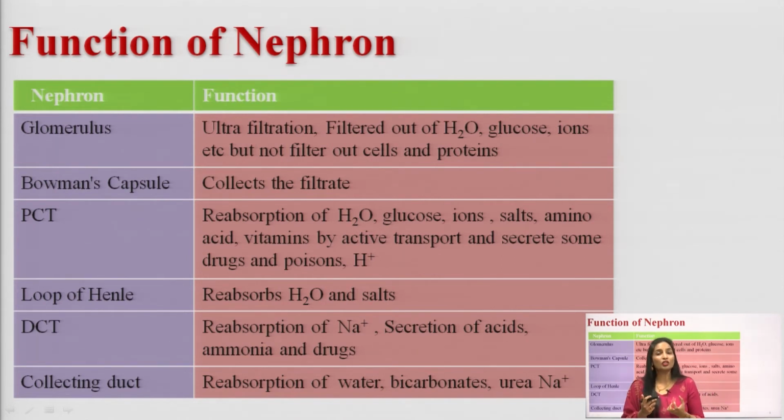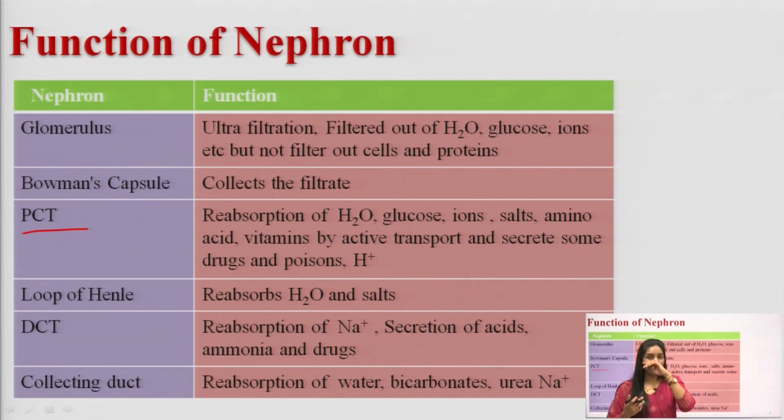And what about the proximal convoluted tubule? What is meant by PCT here? The proximal convoluted tubule will reabsorb oxygen, glucose, ions, amino acids and a lot of vitamins, and these are transported by an active process. It will reabsorb these, but it will secrete some drugs, poisonous substances and protons.